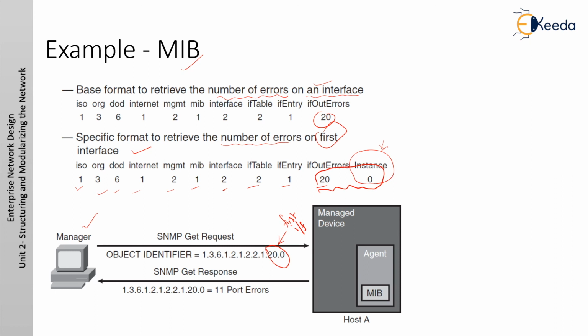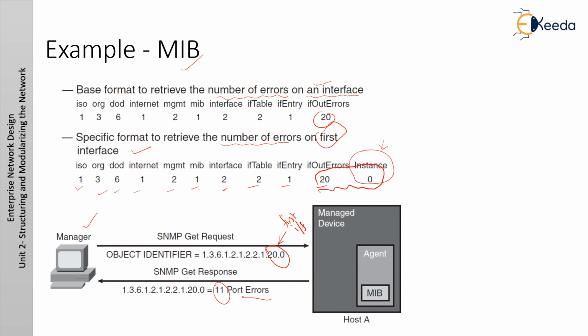The agent creates an SNMP get response message to respond to the manager's request. The response includes the value of the referenced variable. In this particular problem, the agent's returned value is 11. So here it is 11. Okay, outgoing errors on the interface.